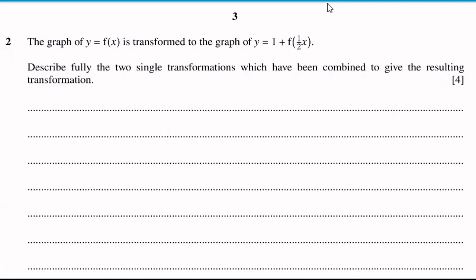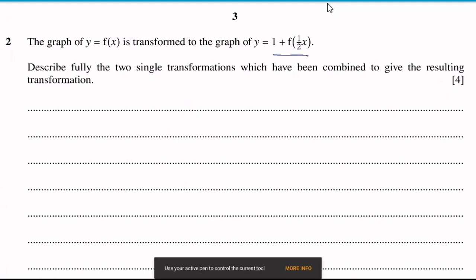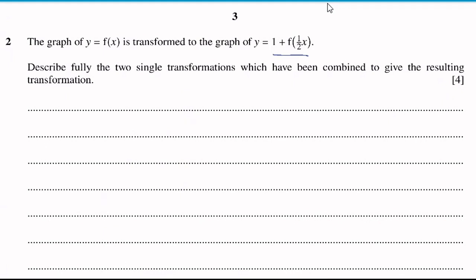So from f(x), it is now being transformed to become f of half x, and then we have got a plus 1 here. For this one, we just need to see what is actually happening there. The transformations involved here: one is in the x direction, which is the horizontal transformation, and the other is in the vertical direction. So it involves a horizontal and a vertical.